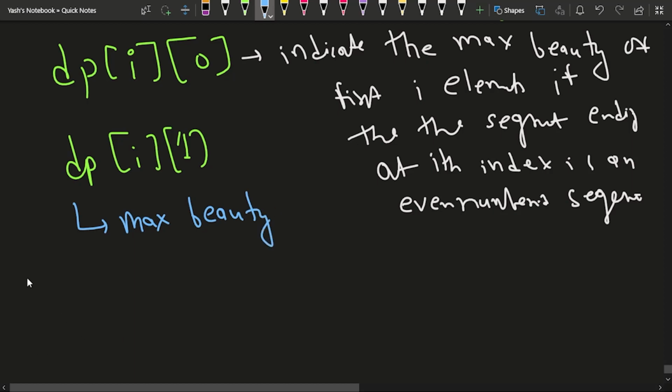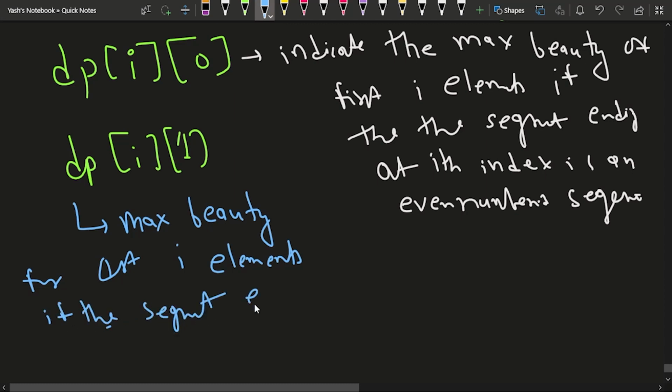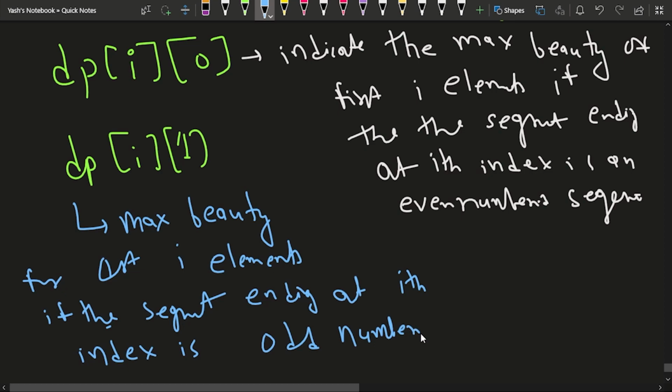for first i elements if the segment ending at ith index is odd numbered segment. Right, so these are the two things that we need to consider, that we need to keep in mind.